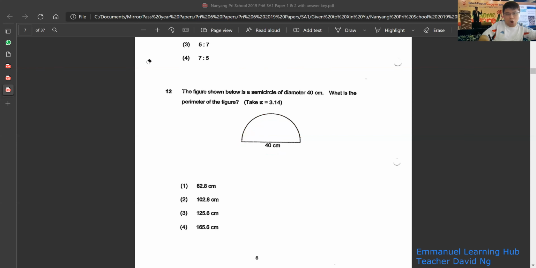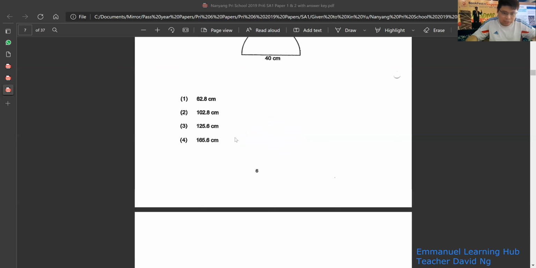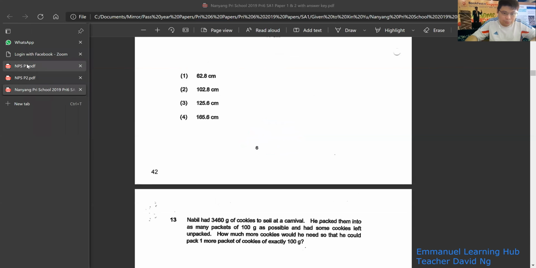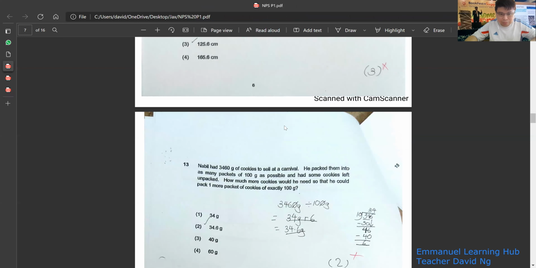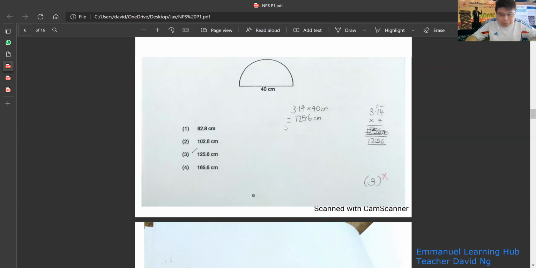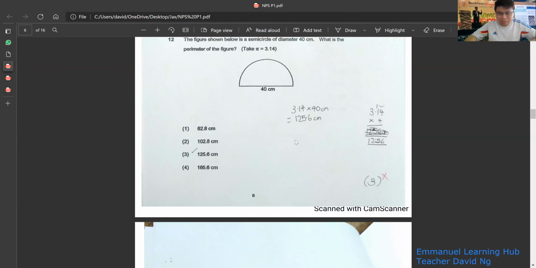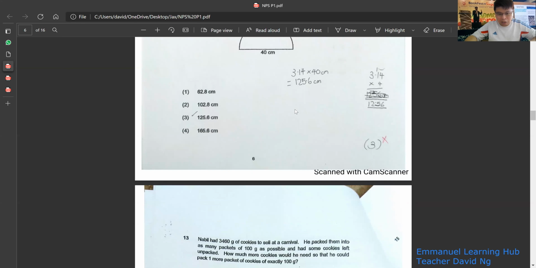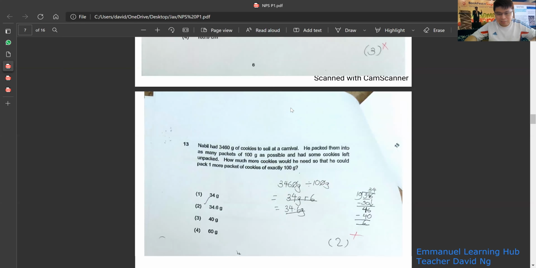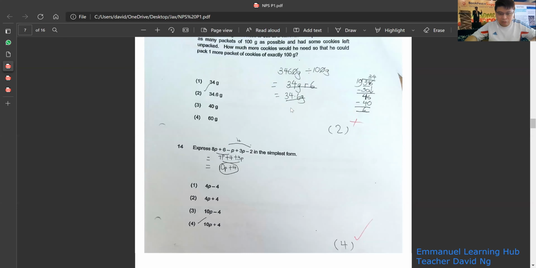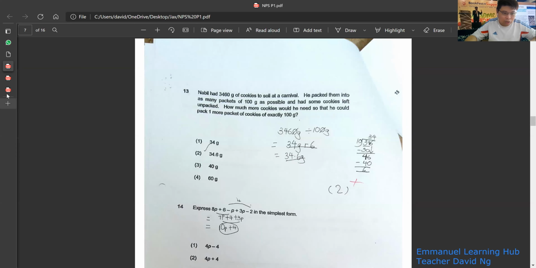Okay, this is a very common question during exam. You choose number 3, or you go and find the circumference of the full circle. Cannot, this one is a semicircle, this is a full circle. Okay. I understand the logic. Yes. Okay, the next question is 13.